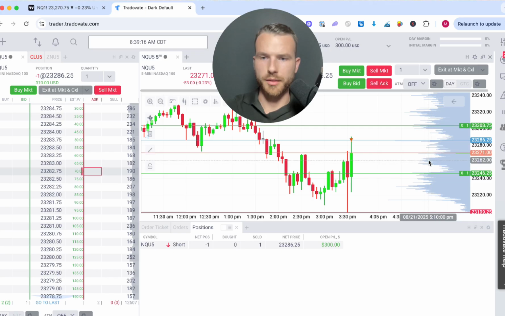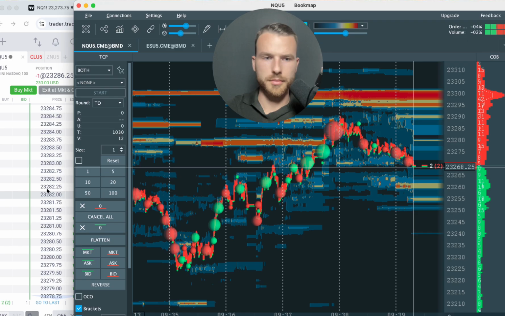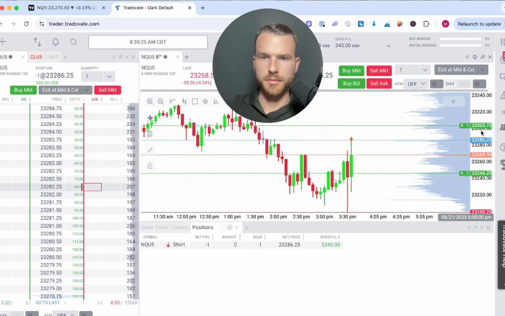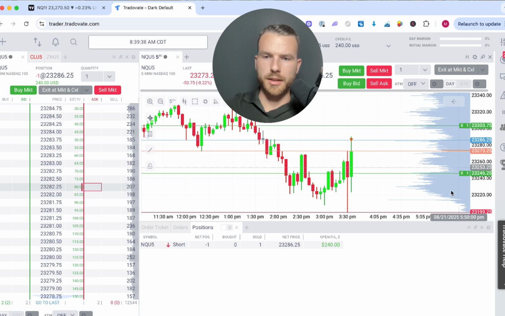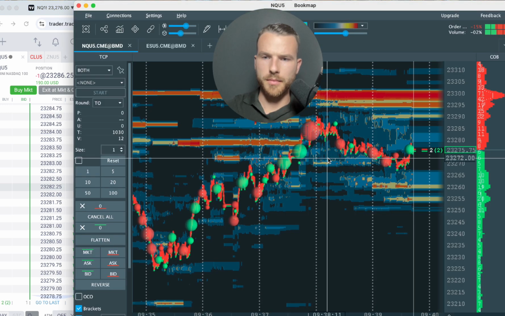Here we could face some resistance, just so you guys know. And once we go over this small high volume node here where there was a previous absorption, I'm going to trail this quite aggressively. We check, we wait. We are a bit more patient right now.